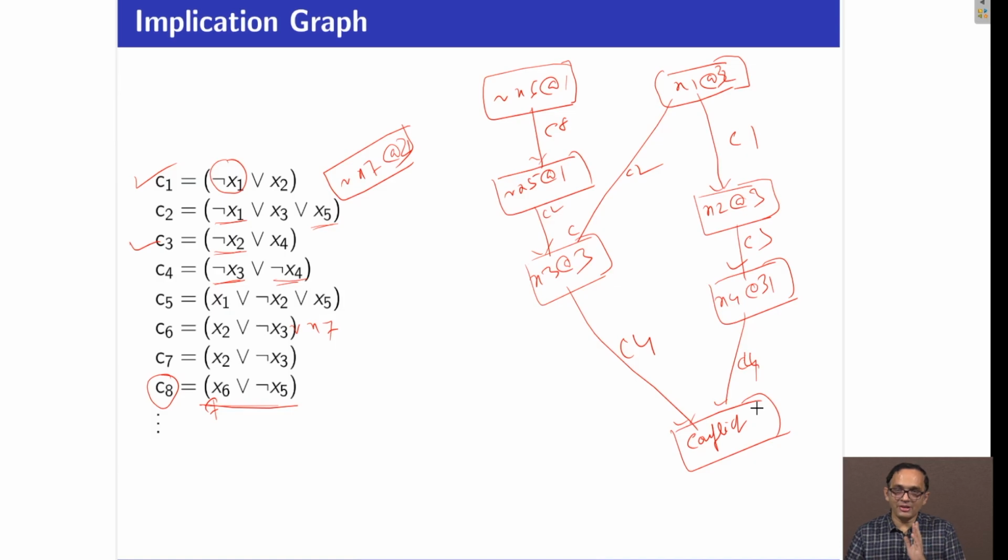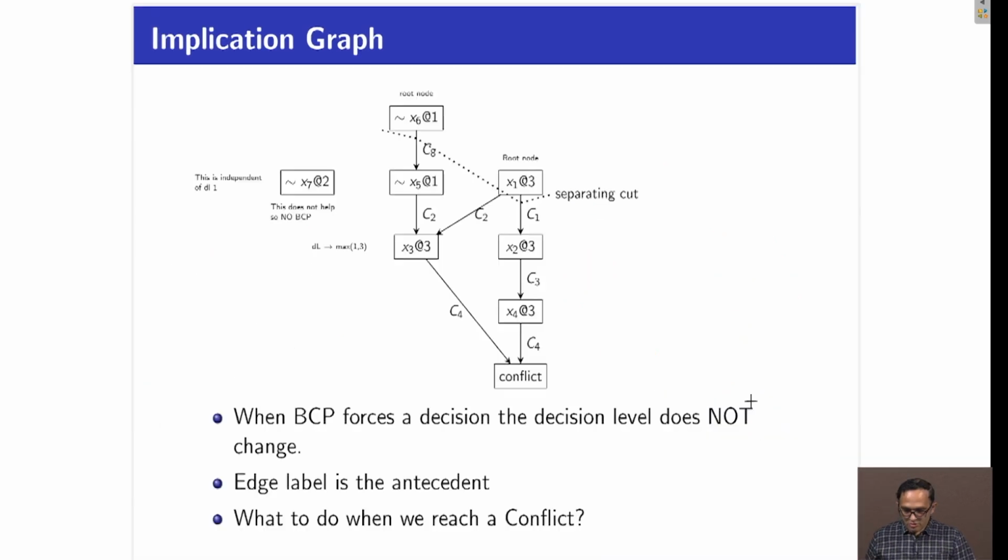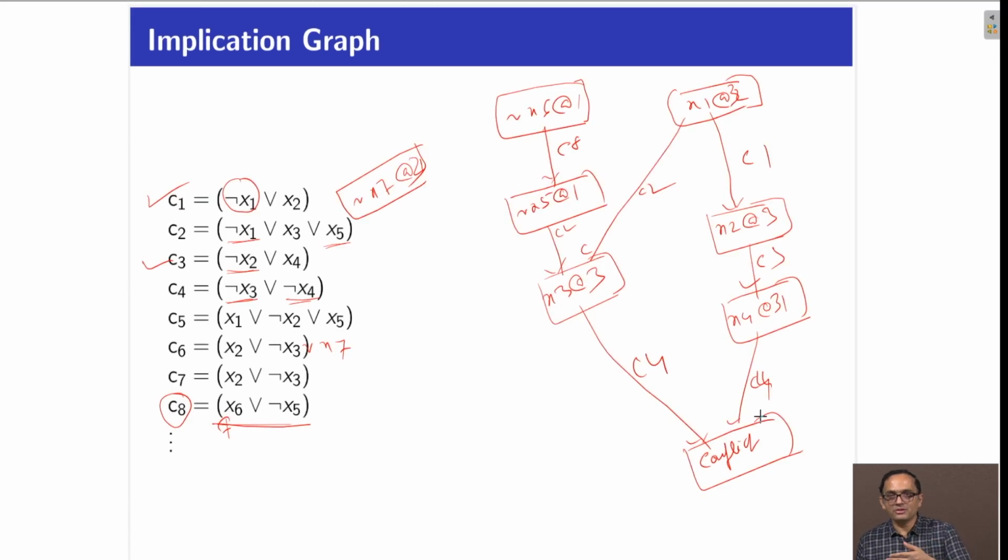So, how many decisions have I taken? 3 decisions: x6 equal to false, x1 equal to true, and x7 equal to false, and these lead to some Boolean constant propagation, and finally, I reach a conflict. Okay. So, this is what I learned from this. Now, the point here is that the decisions I have taken about these variables, x6, x1, if I do not take these two decisions, I would not have come here, right.